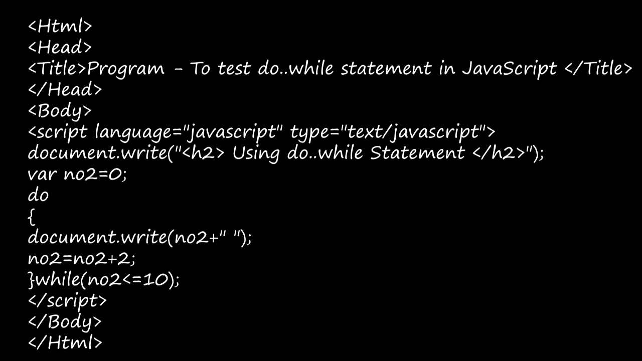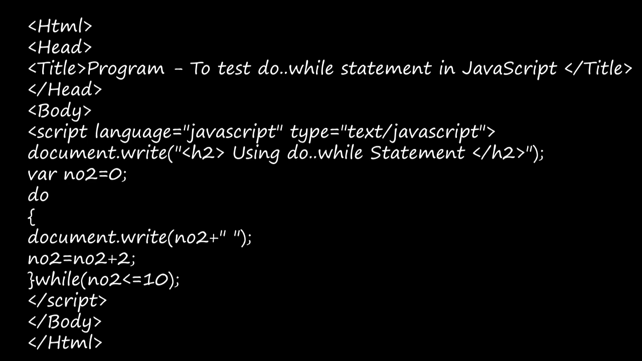And then variable NO2 is equal to 0. So NO2 is declared as a variable and the value 0 is assigned. And then we give the do while loop. Do, and the set of statements. Document dot write, inside the brackets NO2 plus a space. Whatever is given inside double quotes will be displayed as such, right?